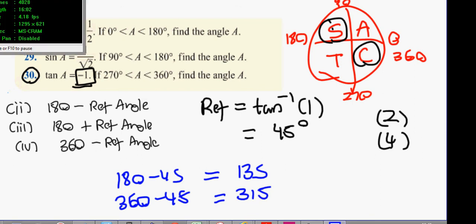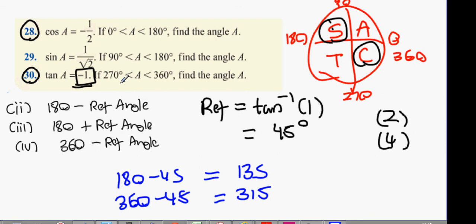Connor, you have a question? If you reread the question, Connor says that it cannot be between 270 and 3. It has to be between 270 and 360. That eliminates out the answer of 135, leaving one answer of 315.